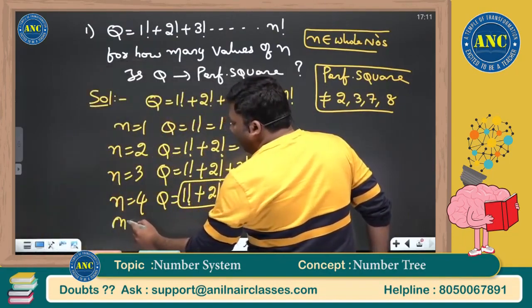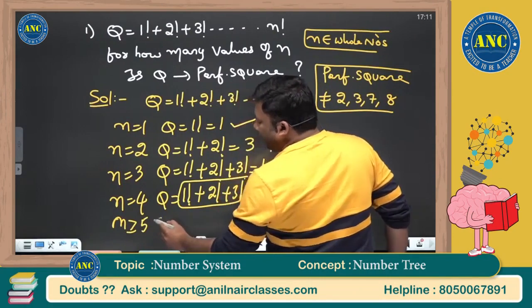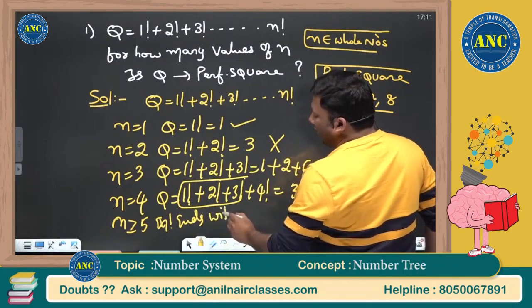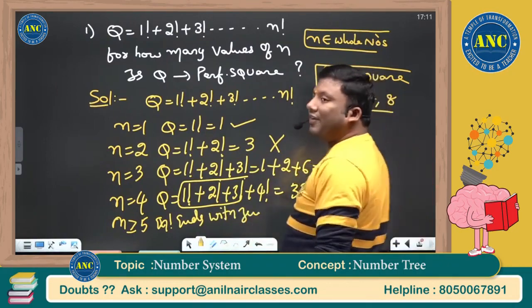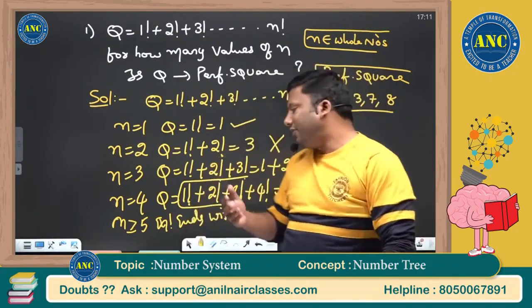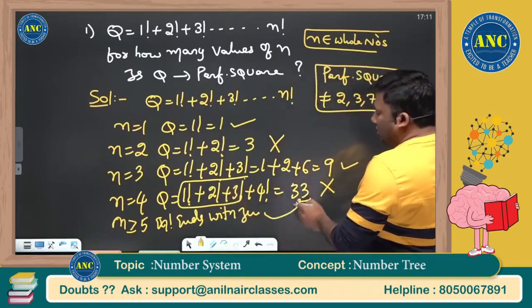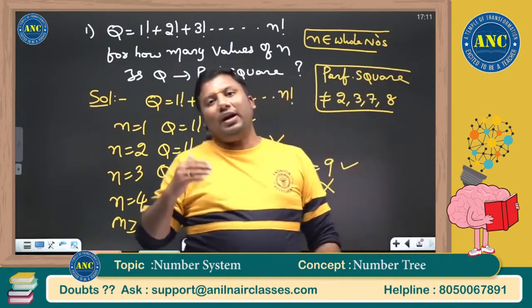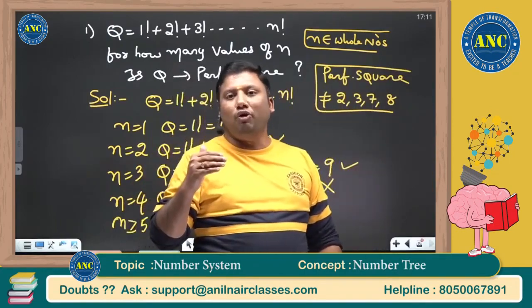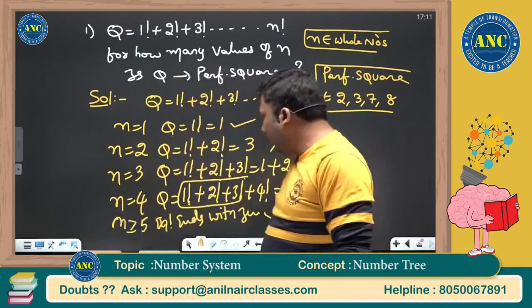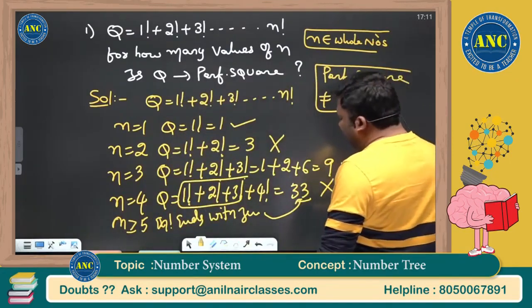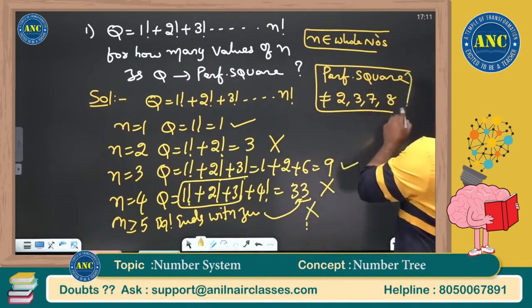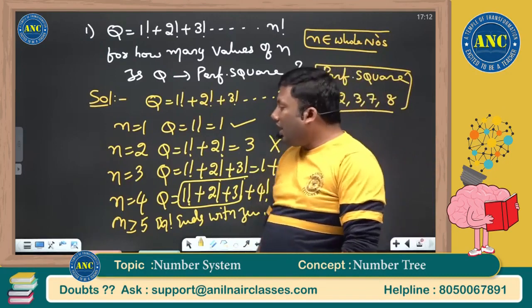So n is greater than or equal to 5. n factorial ends with zeros, because from 5 factorial onwards, there is 1 power of 5 and 1 power of 2. For n equal to 5, 1 factorial plus 2 factorial and so on up to 4 factorial plus 5 factorial: 33 plus 120 is 153. It is ending with 3. All are ending with 3. A perfect square never ends with 2, 3, 7 or 8.